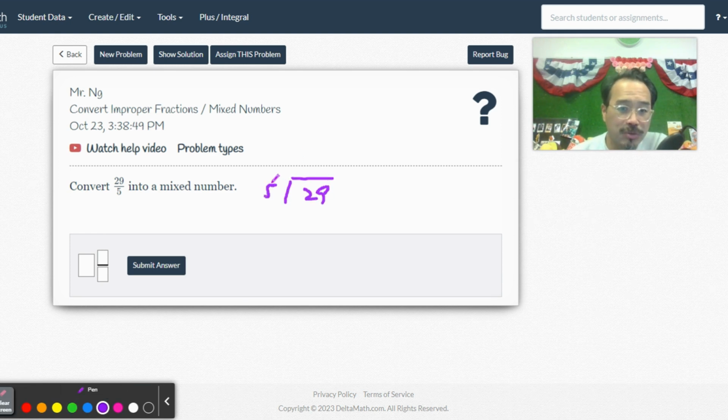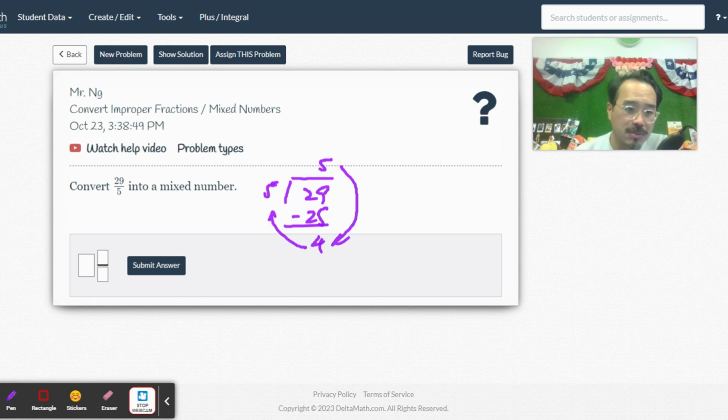So 29 over 5, let's turn that into a mixed number. 5 going into 29, 5 times, right? So I do the math here. 5 times 5 is 25. Subtract, left with 4. How do you read that? Yeah, 5 and 4/5, like that. So I'm going to put that in. 5 and 4/5, just like that. Submit.